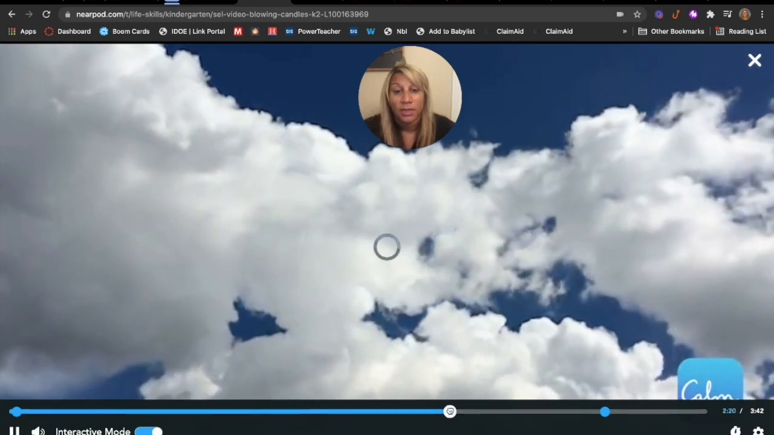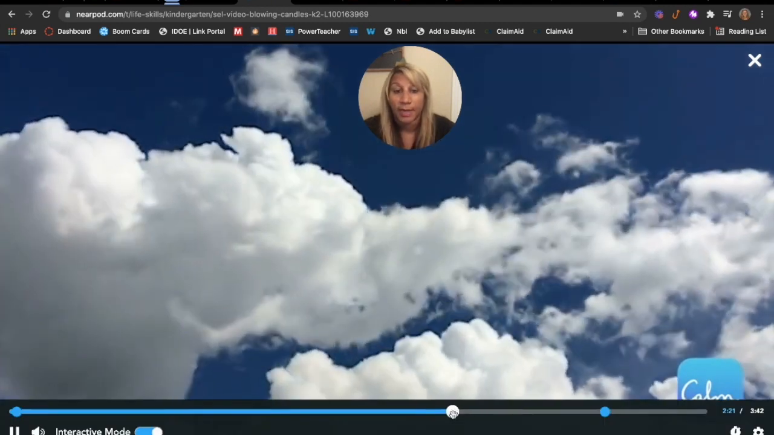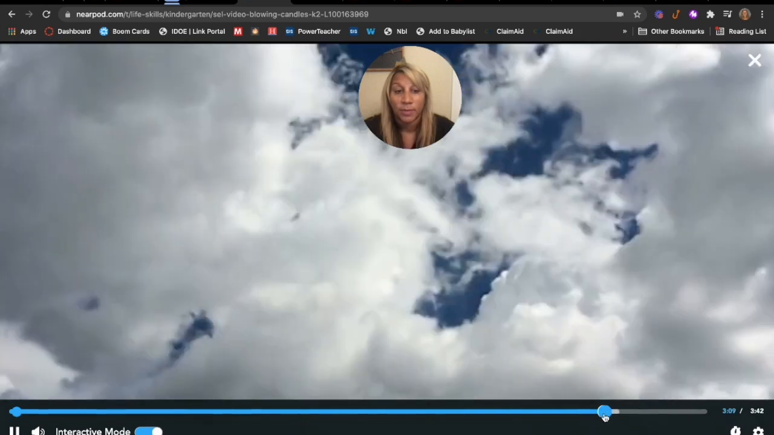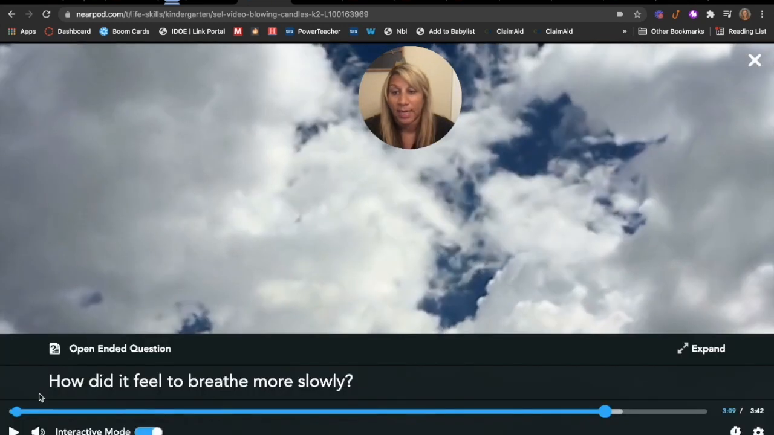Okay, and then when the students get to this part with the blue dot, it's going to bring up another question for them to answer. Okay, how did you feel? How did it feel to breathe more slowly? So again, they would respond to this open-ended question.